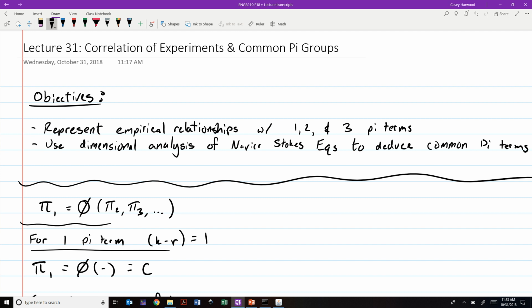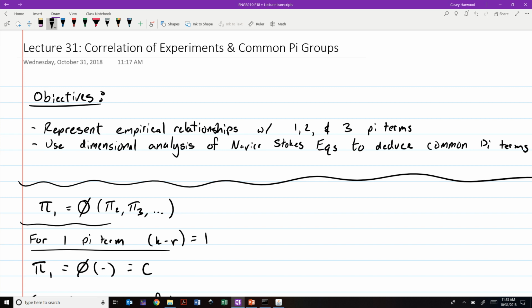For example, if we start out with four variables in a dimensional relationship, and there are three unique dimensions contained by those four variables, then our value of k minus r is going to end up being 1. What that allows us to do then is simply perform one experiment, calculate the value of pi 1 that we get, and then have a universal law.